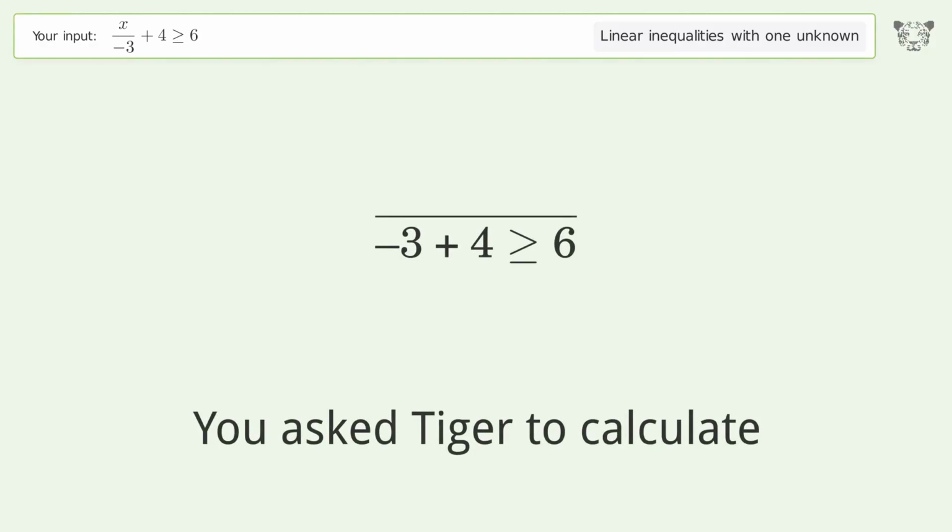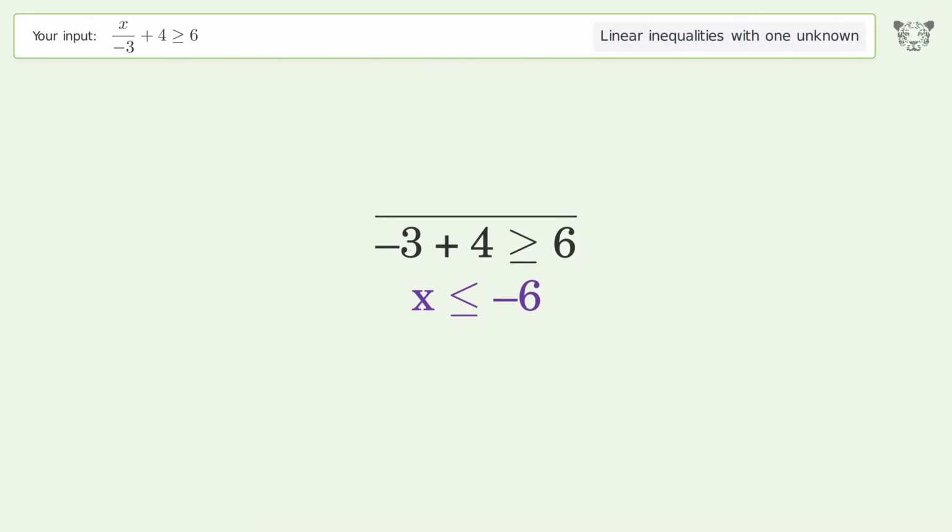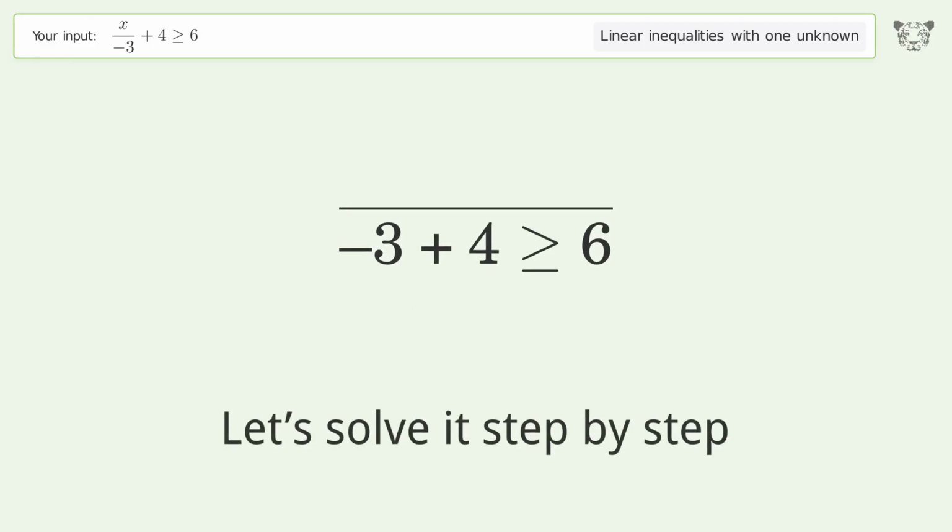You ask Tiger to calculate. This deals with linear inequalities with one unknown. The final result is x equal or smaller than -6. Let's solve it step by step.